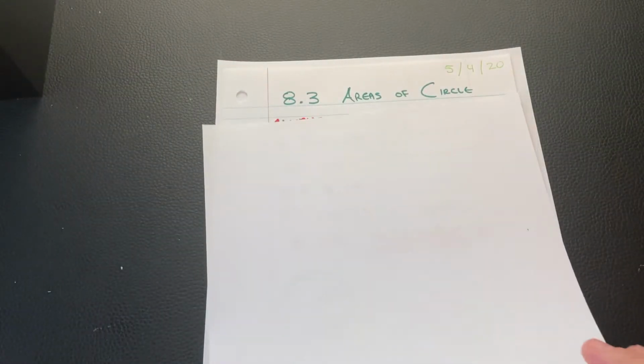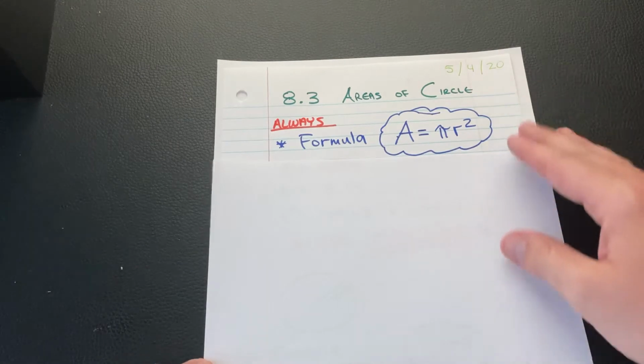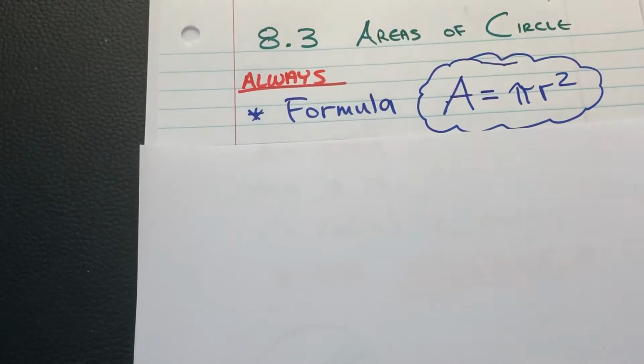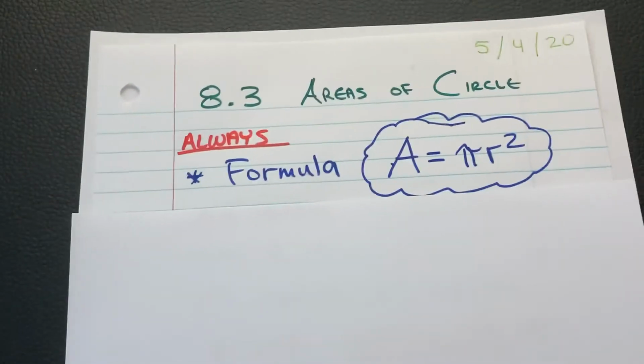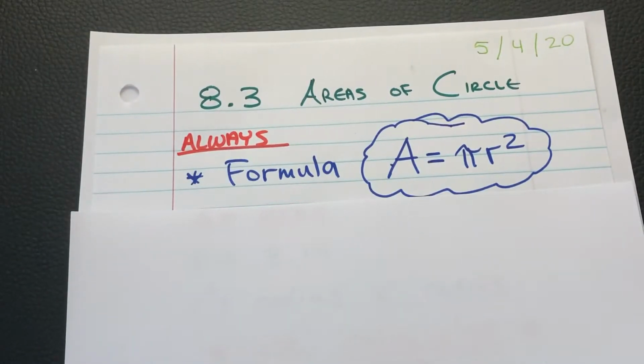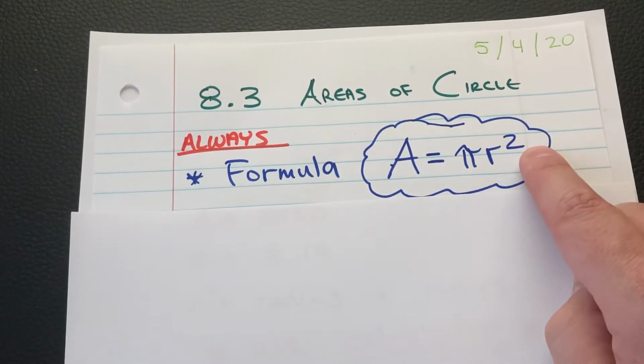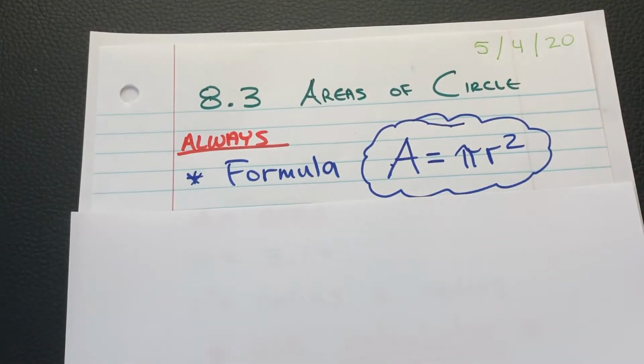Areas of circles. Let me zoom in. There we go. You're always going to use this formula. If you need to, pause this video and write this down on a sticky note. A is area, equals pi, this little house-looking sign. R is radius. That little 2 is called squared, or to the second power.